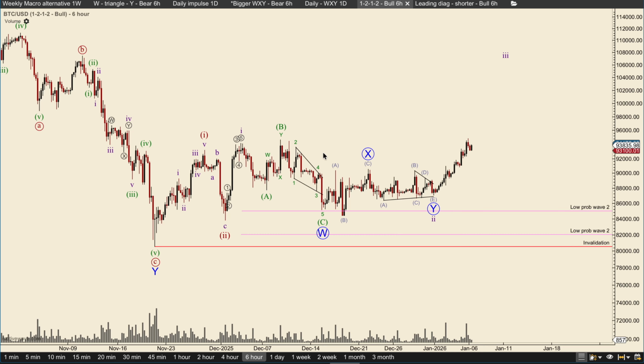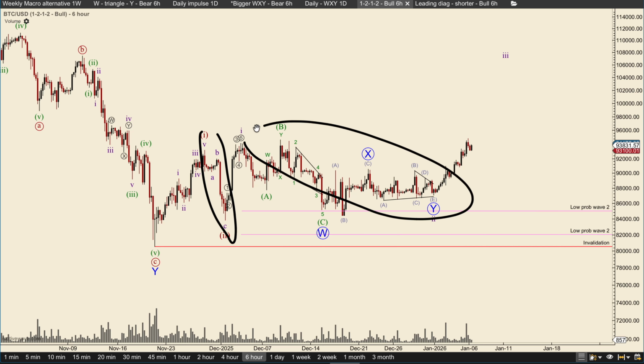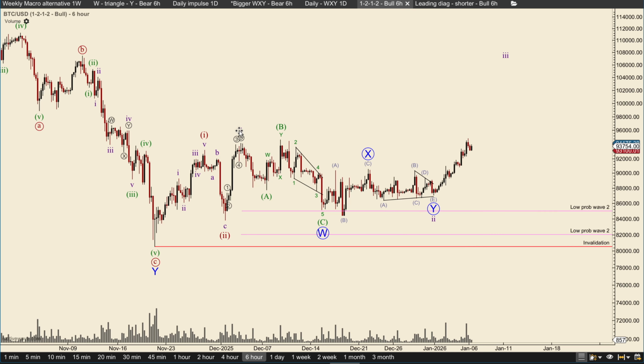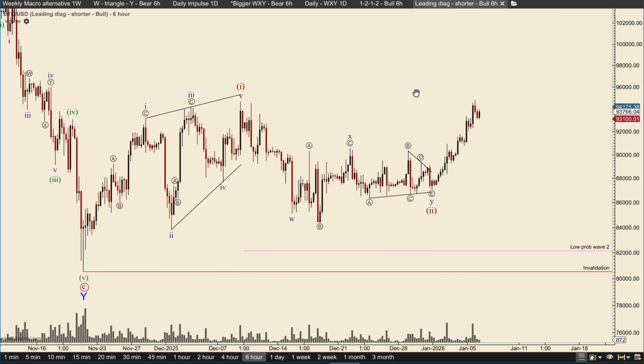If you compare the time of wave 2 of this degree of this 1, 2, and you compare that to this 1, 2, you can see that the latter one is significantly bigger, which is not what you want to see, which lowers the probability of this being complete and this being the correct, or I mean the highest probability count.